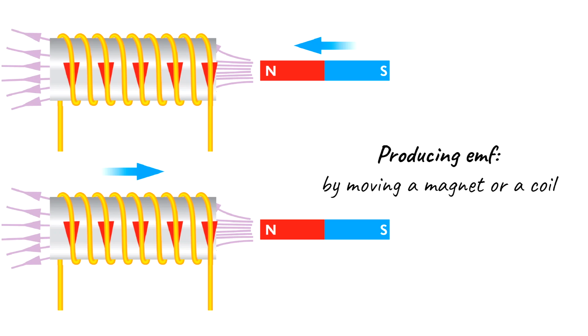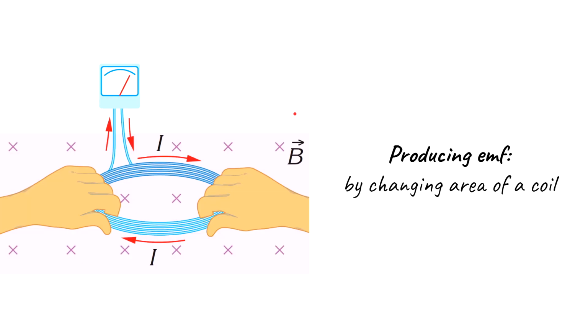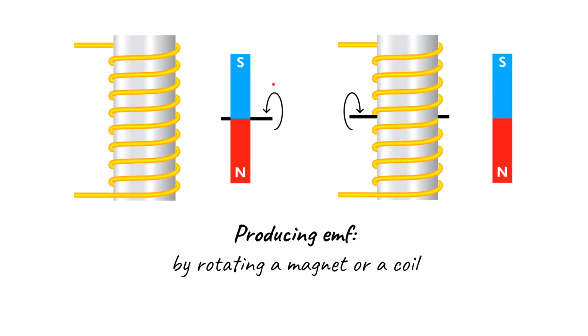So here are the methods by which EMF is produced. First method is by moving a magnet or a coil. We said that relative motion causes an EMF. Second, only by changing the area of a coil placed in the magnetic field we can produce an EMF. I have shown you this in the previous experiment. If we change the area of a loop, the voltmeter reading also changes. And third, by rotating a magnet or a coil relative to each other. This is how generators work, and we will discuss it later.